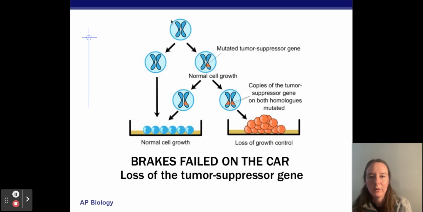So normally you have your chromosomes here, and they are able to divide. But let's say you have one mutation. Okay, so you have a mutation here. You still have the other sister chromatid working properly here. And so you can actually have normal cell growth. But if you have sister chromatids that have mutated genes on both of the sister chromatids, then you'll have lost the tumor suppressor gene, and the brakes are going to fail, and you're going to continue making new copies. This isn't totally important for you to fully understand, but just a preview into our DNA unit, next unit.